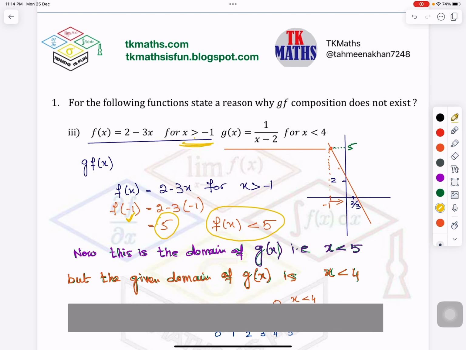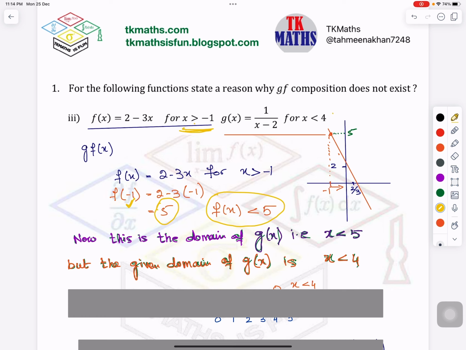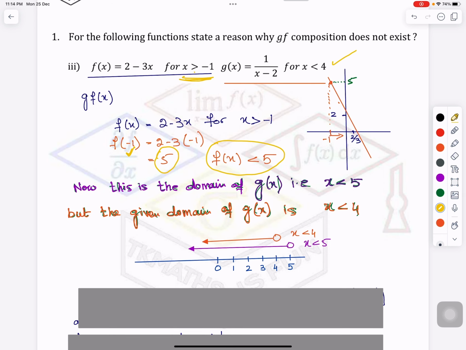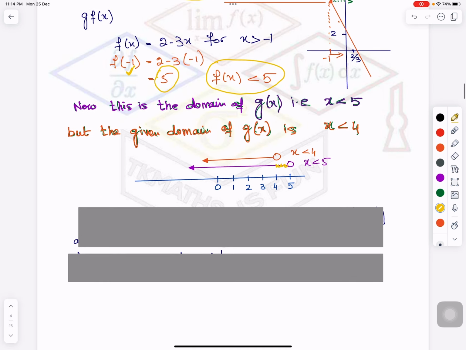This range will be the domain of function g. But what is given in function g? What is the domain? x is less than 4. And what are we getting? Less than 5. So there are a few extra things, which is this part. So that's why we can say the function g of f does not exist.